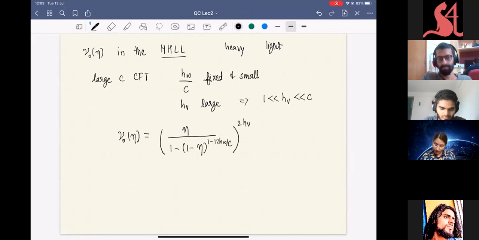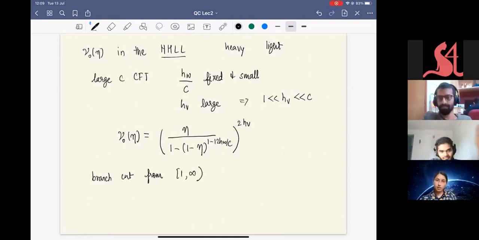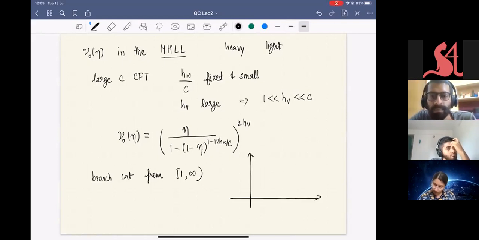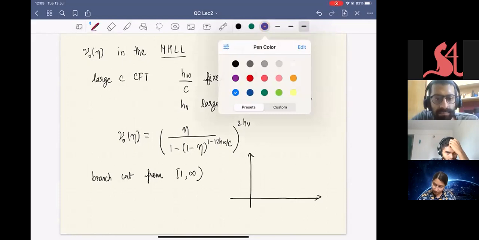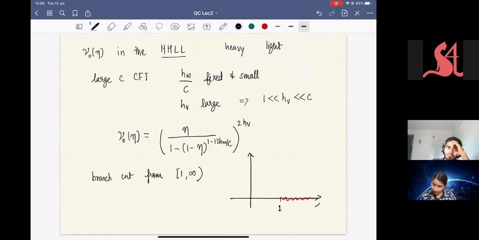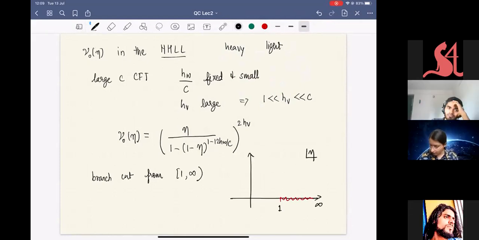As you can see, this function has a branch cut from 1 to infinity. So let me draw that, in the complex eta plane, the complex plane of the conformal cross ratio.